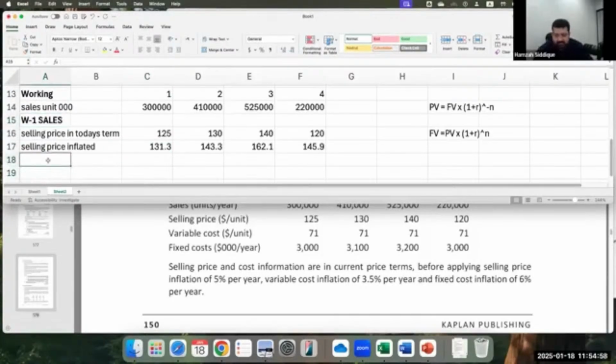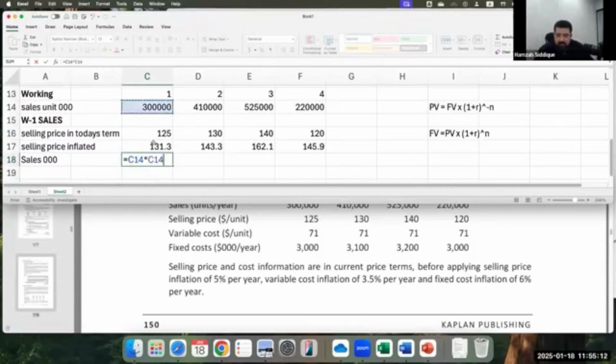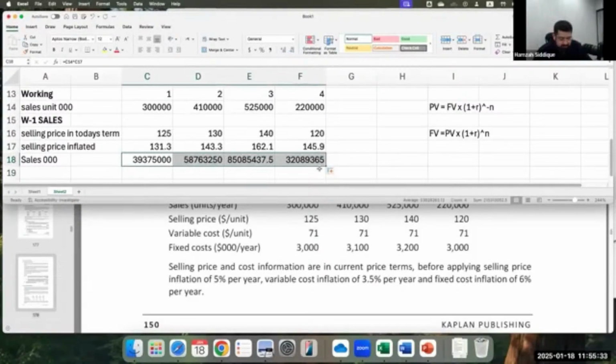Now, sales, 3-digit round off. Very easily it can be calculated. Simply number of units into selling price. Very easy, very simple. Here you go, and sales have been calculated.